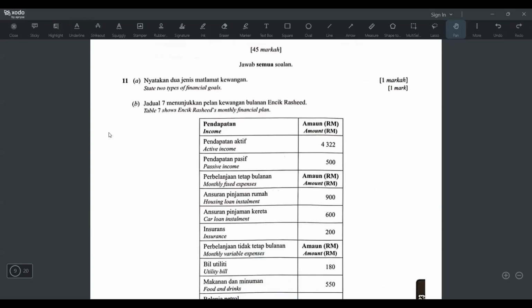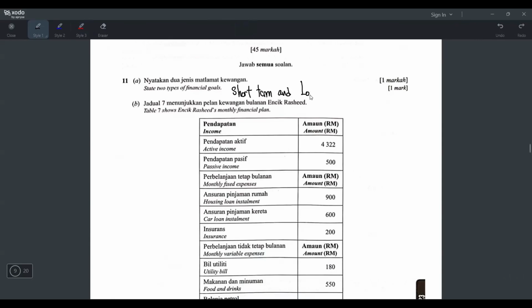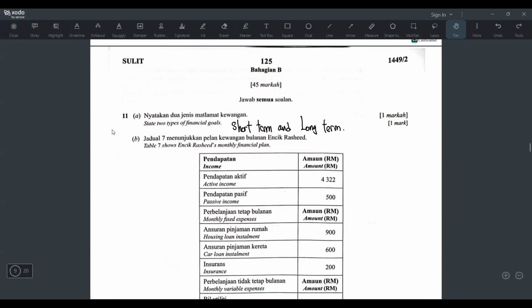Okay, now we masuk bahagian B. So bahagian B dia kata jawab semua soalan 11A. State two types of financial goal. Dua jenis matlamat kewangan. So what are the two types of financial goal? So short term and long term lah. Okay. You have short term financial goal and long term financial goal. Okay. So this is under Form 4 Chapter 10. Yeah, the financial management. Pengurusan kewangan punya chapter.